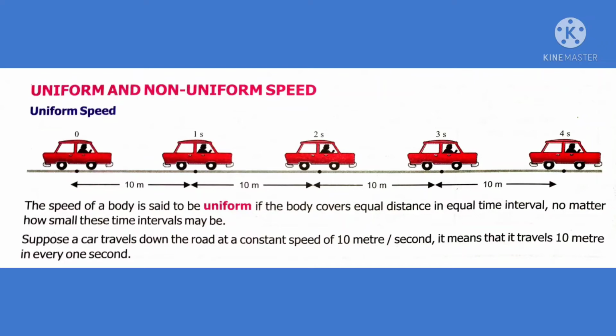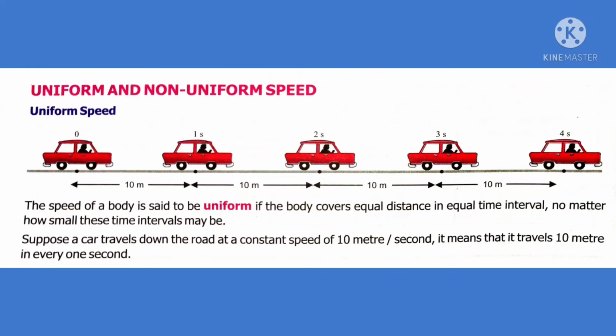Today, let's have the topic uniform and non-uniform motion, or uniform and non-uniform speed. If an object or a body covers equal distance in equal intervals of time, it is called uniform speed. Look at this picture. This vehicle is moving, and in 1 second it covers a 10-meter distance. Again, from 1 second to 2 seconds, it covers a 10-meter distance. Again, from 2 seconds to 3 seconds, it covers a 10-meter distance.